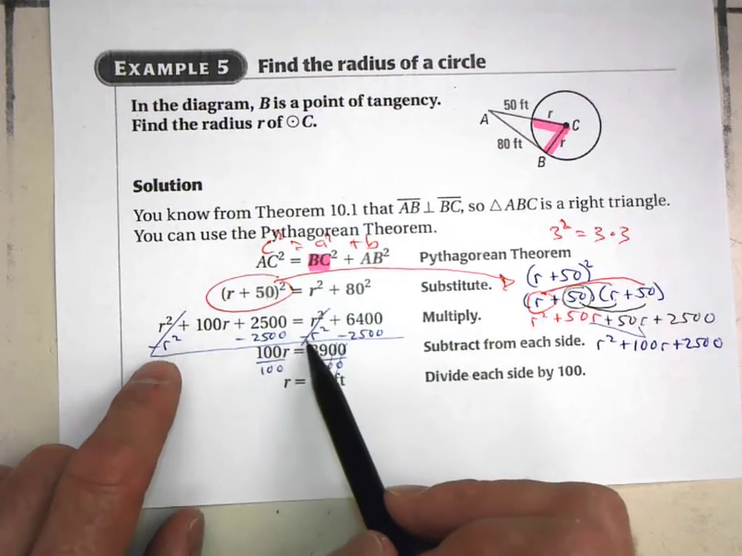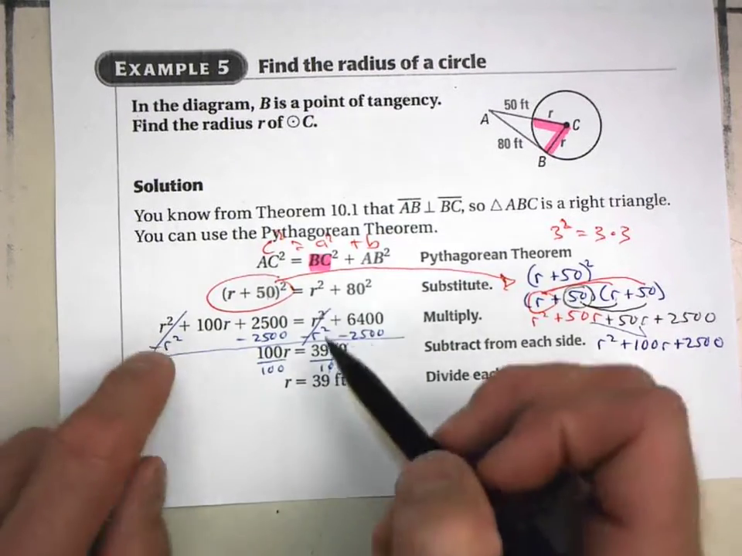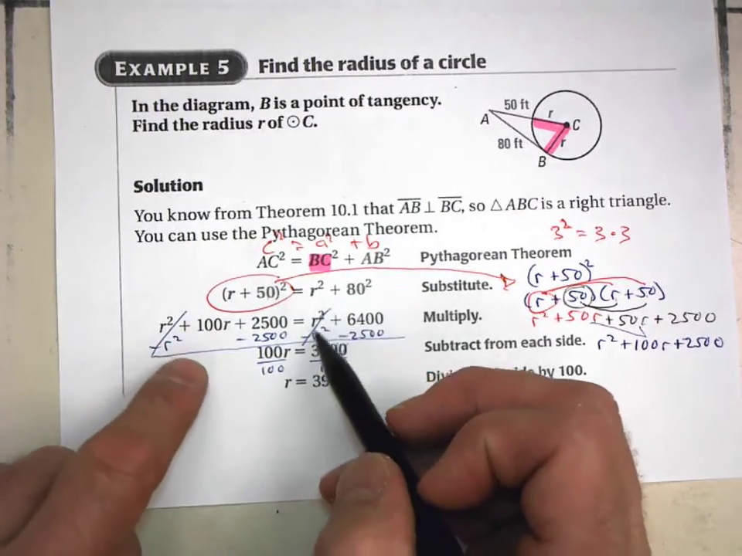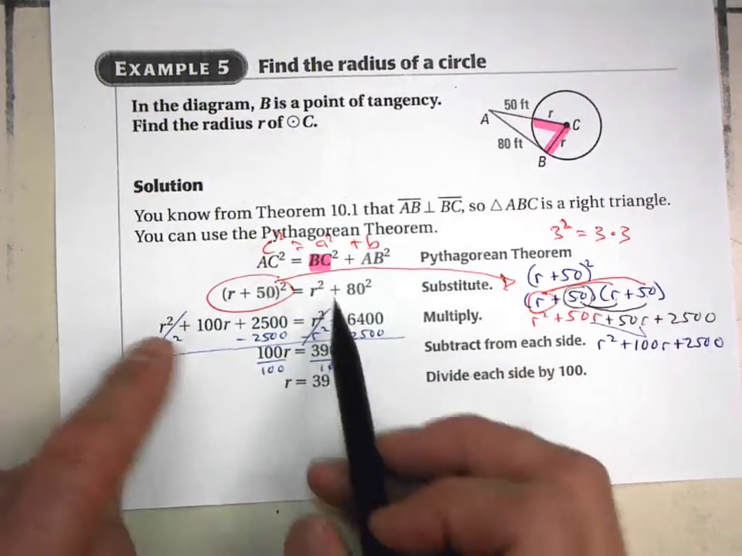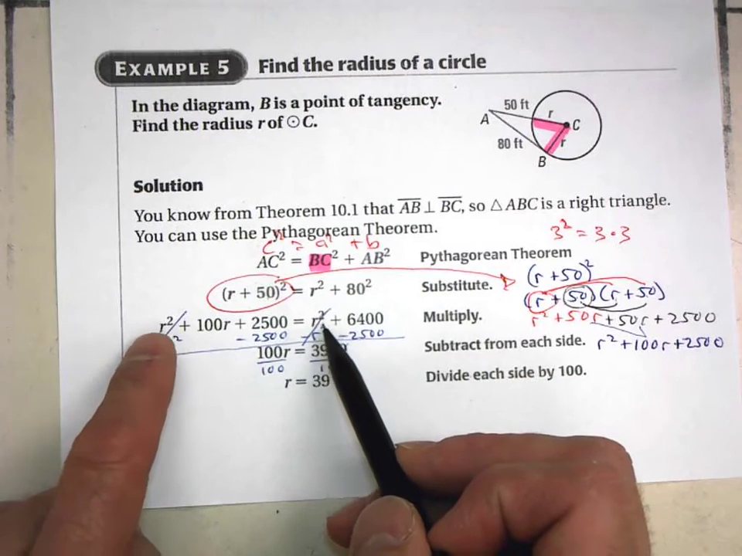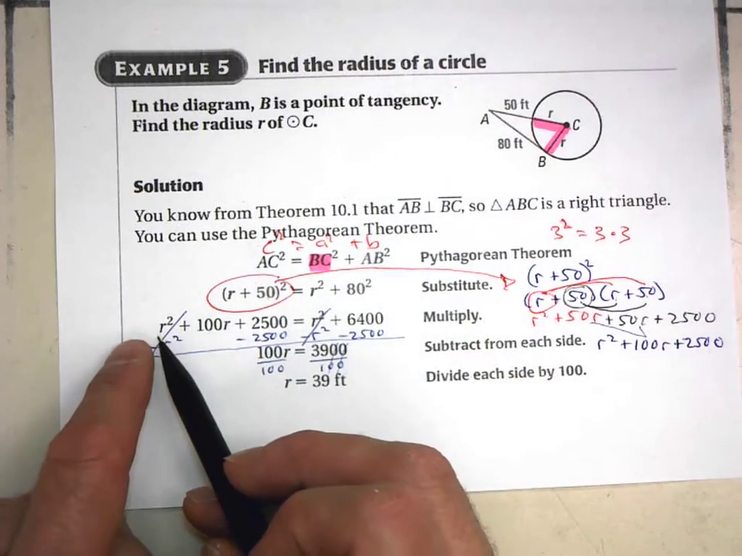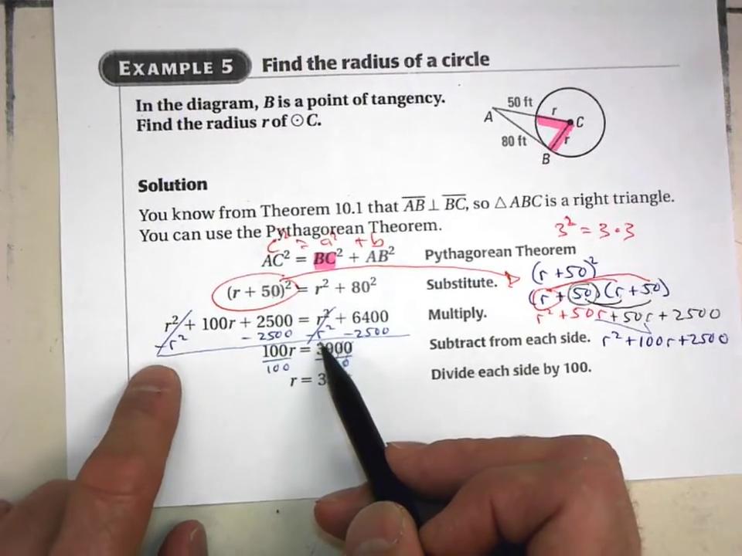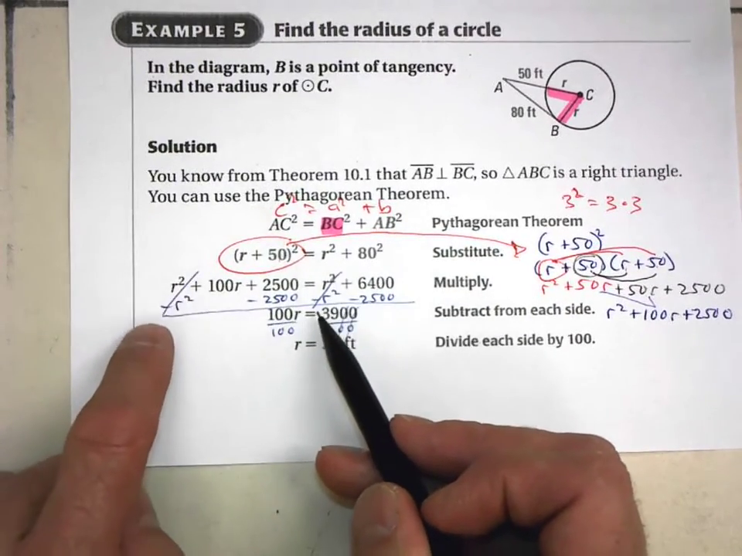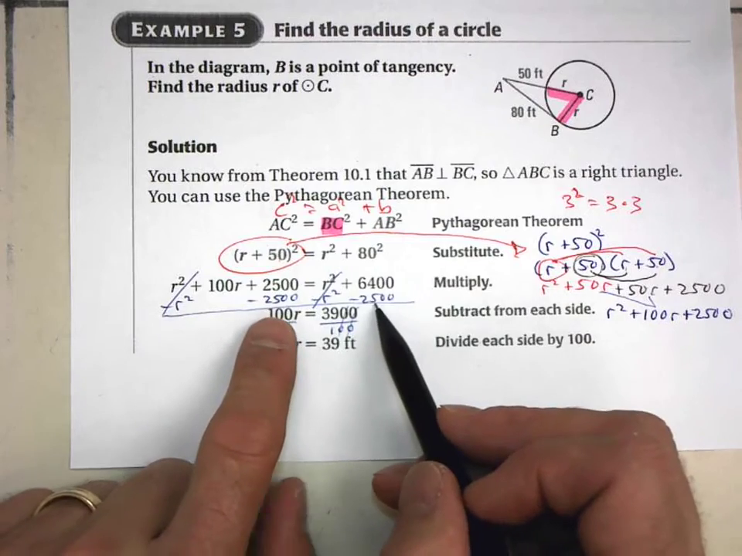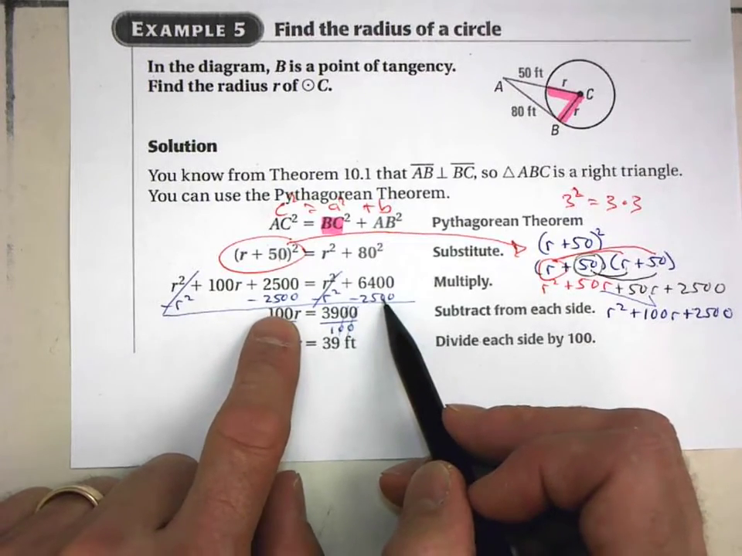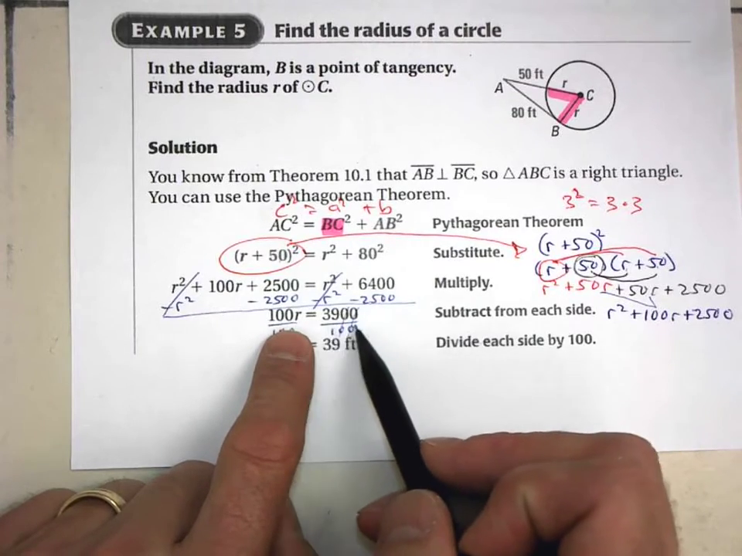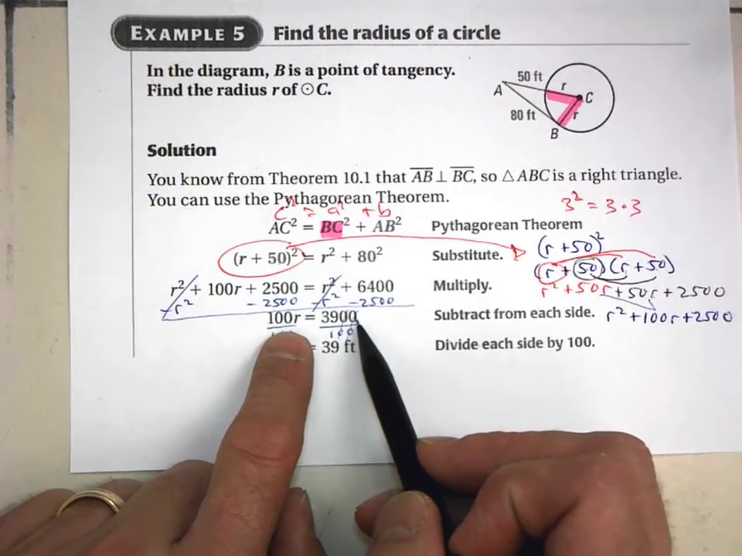Now you might be panicking and say, wait a second, r squared terms? Is this a parabola? Are we doing quadratic formulas? So crazy. But notice that you have 2 r squareds, one on the left, one on the right. So you can subtract r squared from both sides. Whew, these guys cancel out. I can also subtract 2,500 from both sides. And now we're getting pretty simple. Now we have 100r equals 3,900.